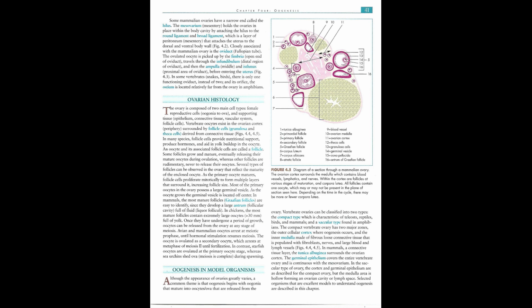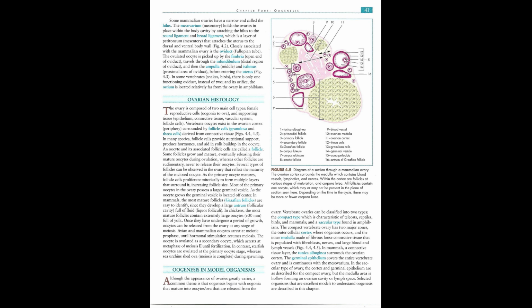In mammals, the most mature follicles, Graafian follicles, are easy to identify, since they develop a large antrum, the follicular cavity, full of fluid, liquor folliculi. In chickens, the most mature follicles contain extremely large oocytes, greater than 30 mm, full of yolk.